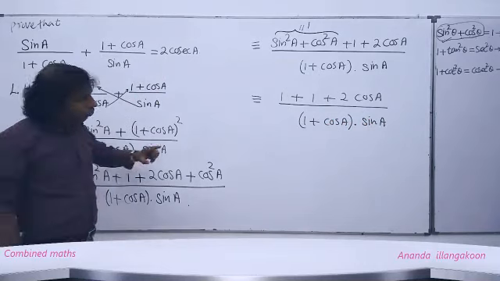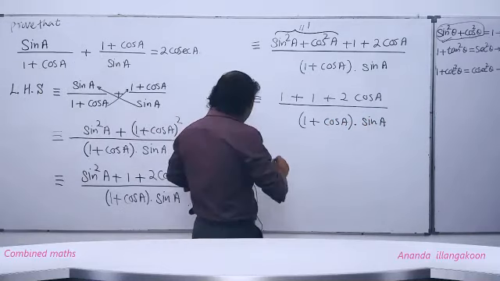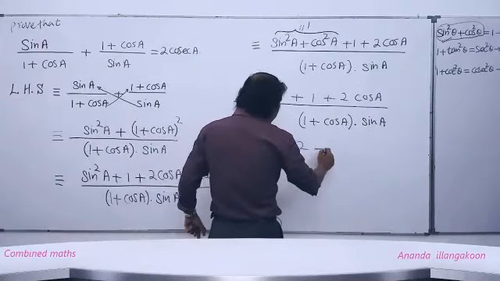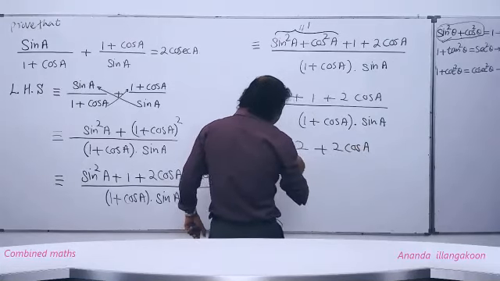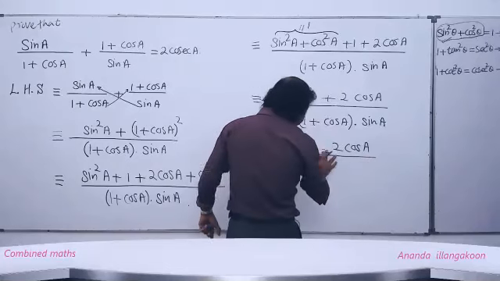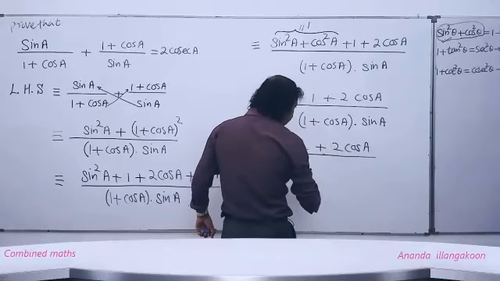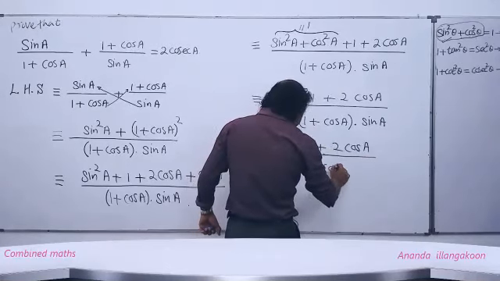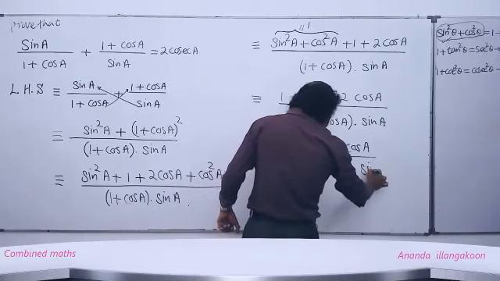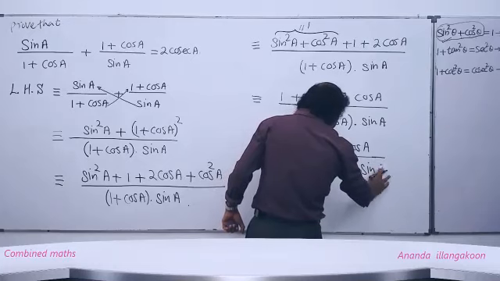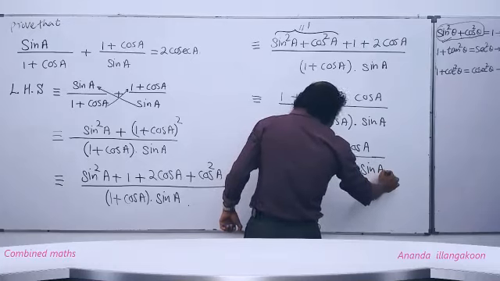Now, because this 1 plus 1 is what? 2, no? Which is 2. 2 plus 2 cos A, divided by (1 plus cos A) times sine A. Right.